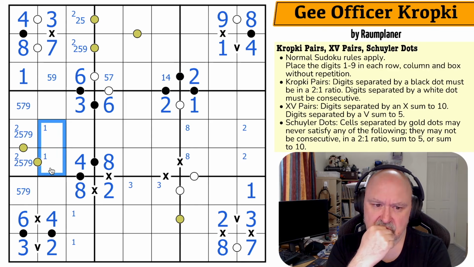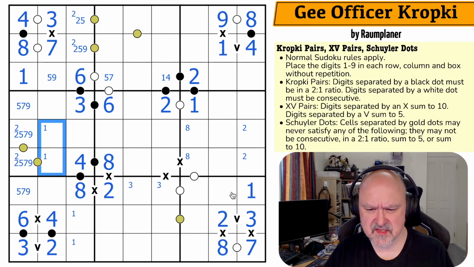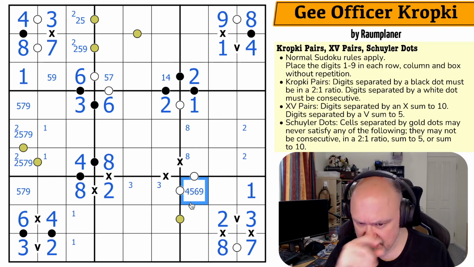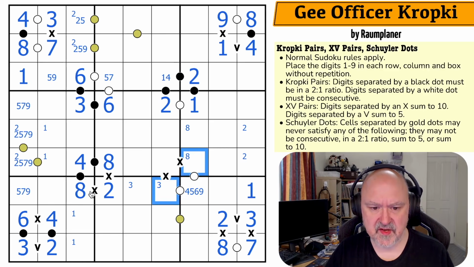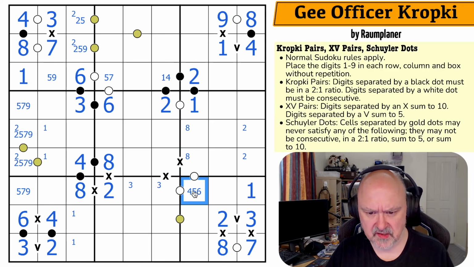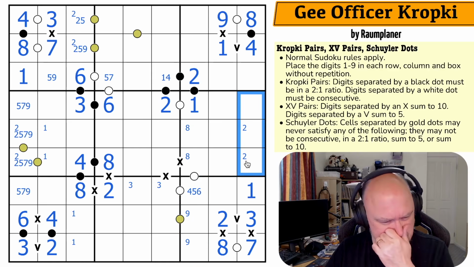I'm not sure how to grow this one. Is it this quadruple? This is 4, 5, 6, or 9. Now, this is 9. These would both need to be 8, and they can't be. So it's 4, 5, or 6 only. 9 can't be here either. 9 is in one of those two, which means 9 is in one of these.